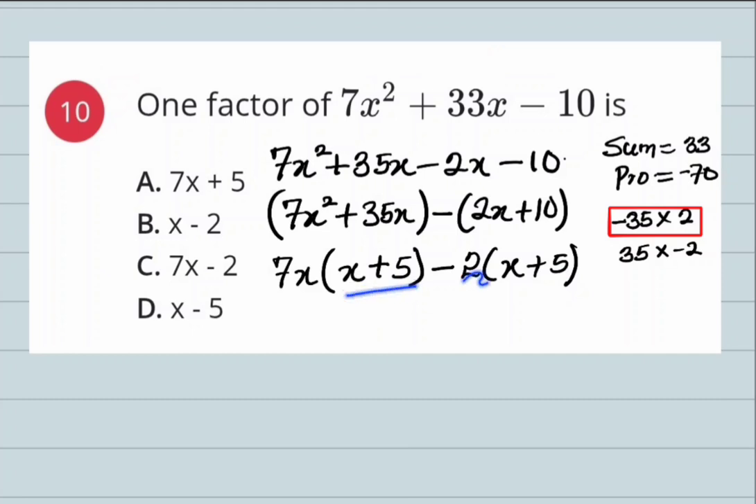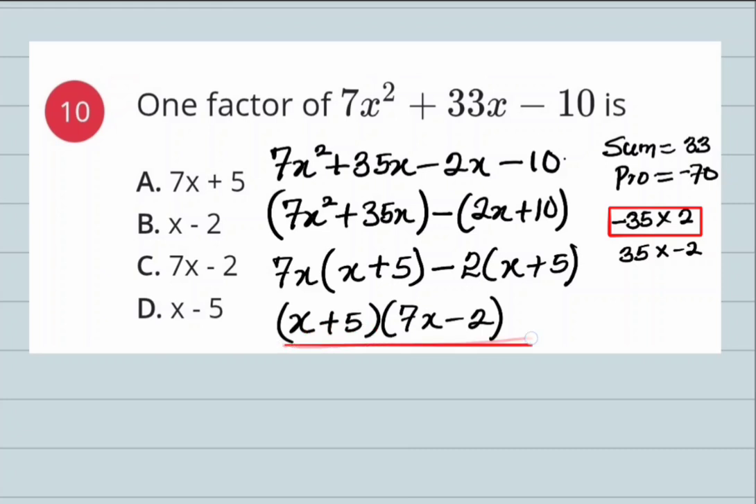From the look, we have these two factors common, so let's bring them out. x plus 5. Then we are left with 7x minus 2. So these are the two factors of this expression, but we are asked to find one factor out of it. So this is not a factor. Of course, this is a factor. C is a factor of the expression 7x squared plus 33x minus 10.